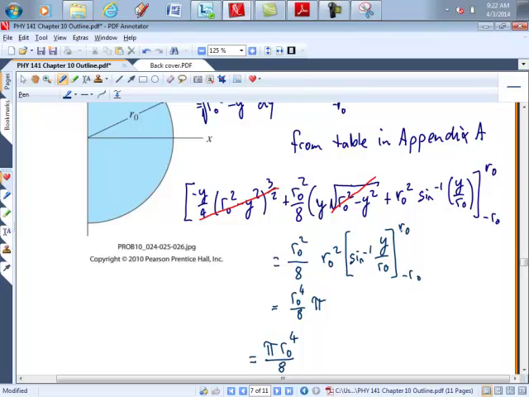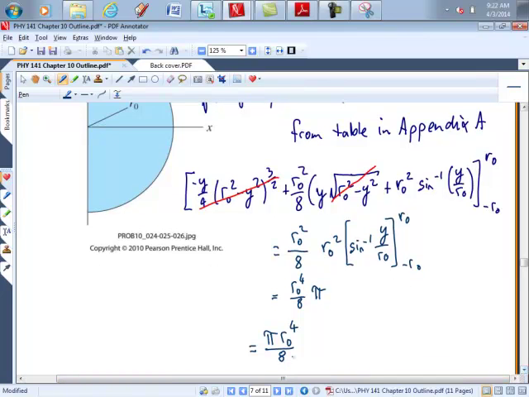Nope, because when we calculate it at RO, it's pi over 2. When we calculate it at negative RO, it's negative pi over 2. So we have pi over 2 minus negative pi over 2 gives us just pi. So pi RO, or outside radius, to the 4 over 8 is the answer. We're not asked for it, but what's Iy?